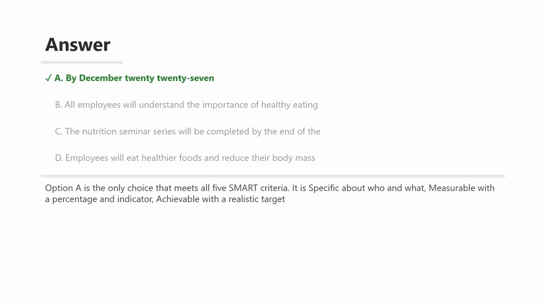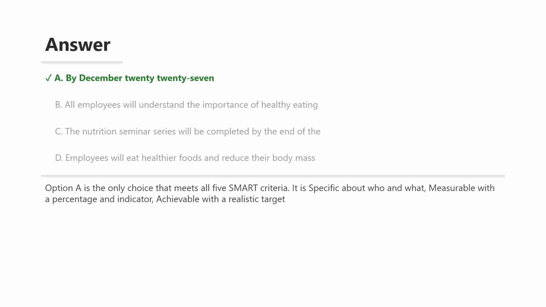The correct answer is A. Option A is the only choice that meets all 5 SMART criteria. It is specific about who and what, measurable with a percentage and indicator, achievable with a realistic target, relevant to nutrition, and time-bound with a deadline.